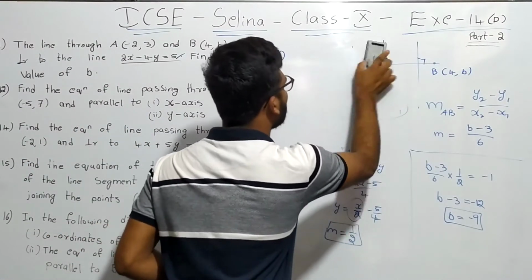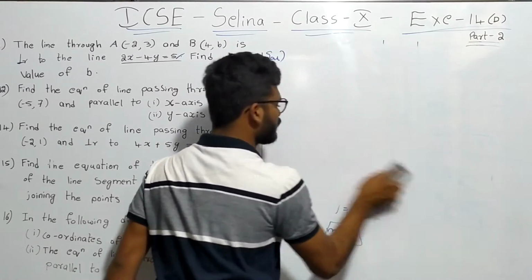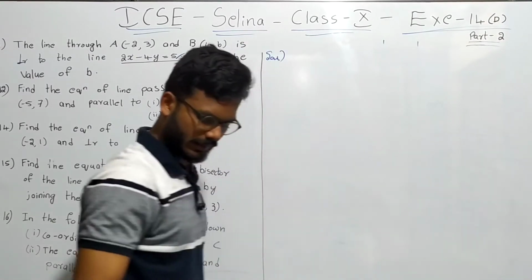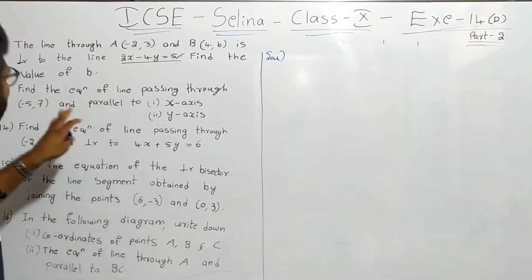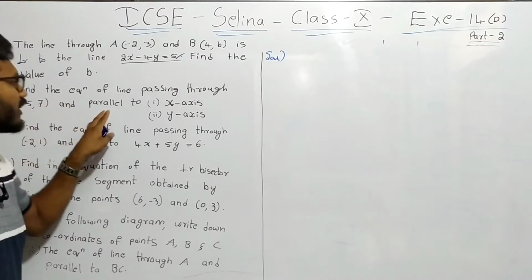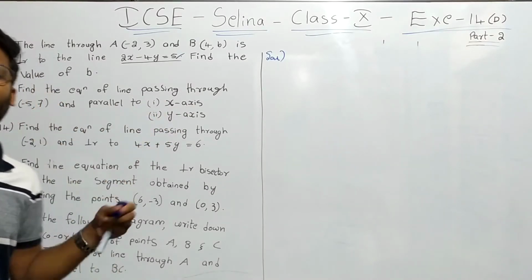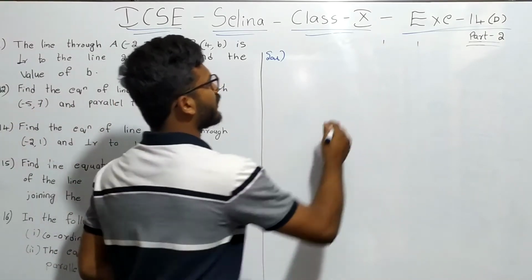See in the next problem what they give and what we have to find. Find the equation of the line passing through (-5, 7). That means we have to find the equation of a line that passes through the point (-5, 7). In the first case it is parallel to the x-axis, and in the second case it is parallel to the y-axis. Let us see how we can do this problem.